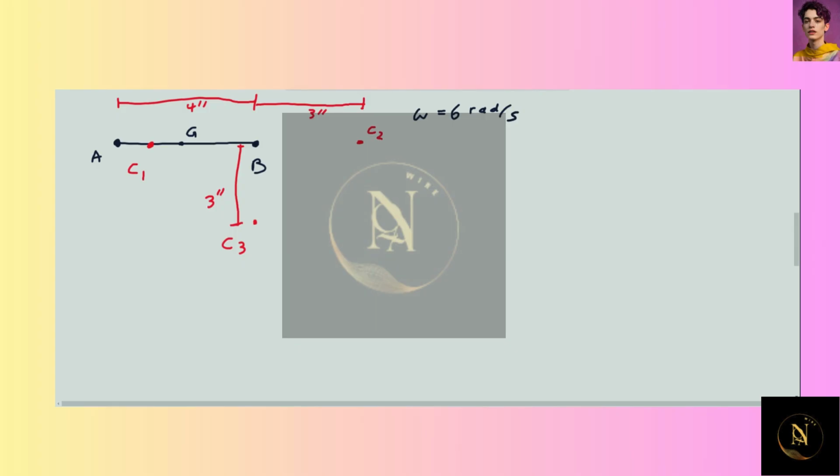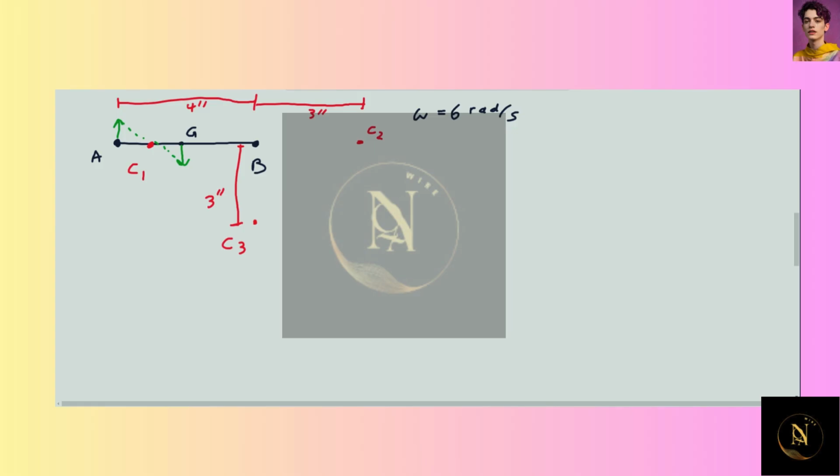If the center of zero velocity for the bar is at point C1, C2, and C3, where each of those points are 3 inches away from point B. C1 is to the left, C2 is to the right, and C3 is down. So if we're at C1, our velocity vectors for VA will be up and VG will be down here.